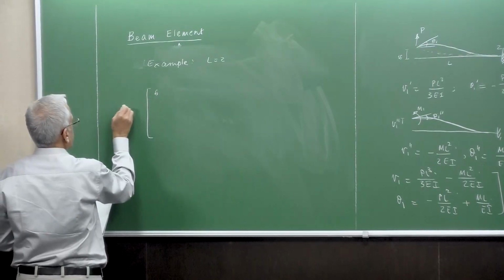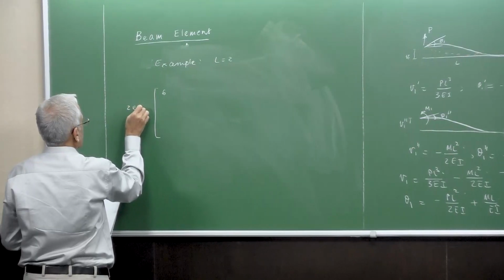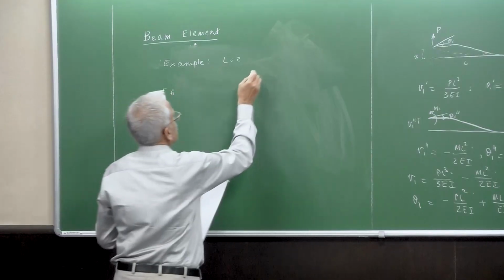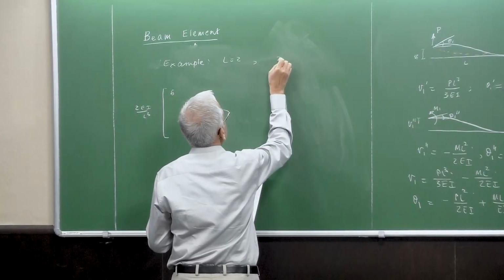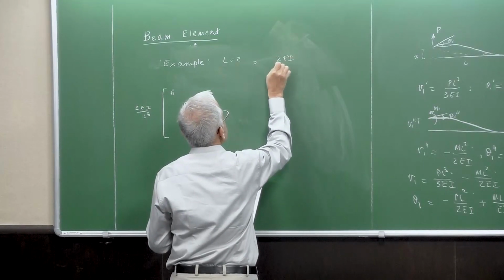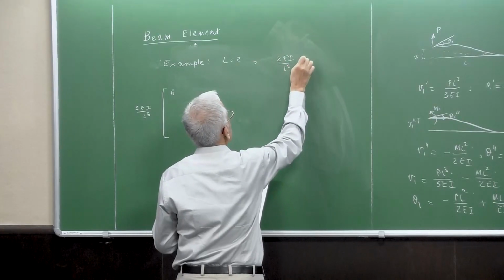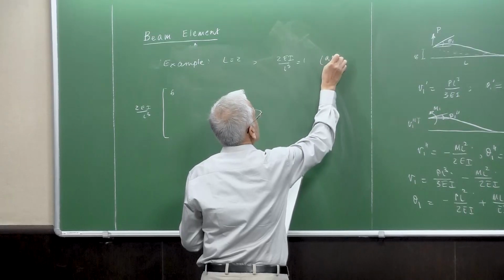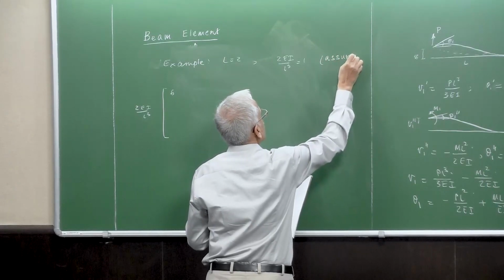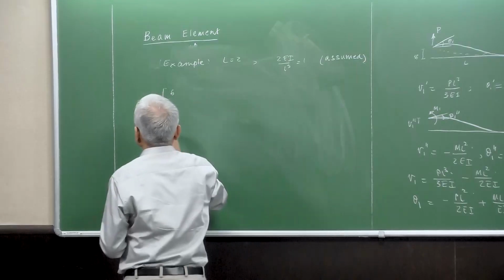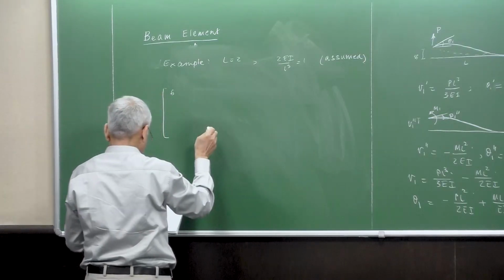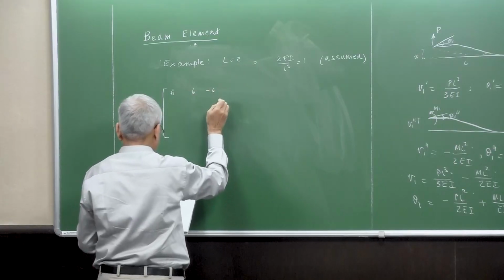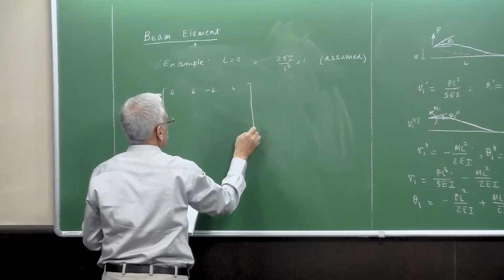You can also put 2E by L cube, and for simplicity, you can take it to be 1. So just assume it for simplicity. If that's the case, then we'll drop this one, and we have 6, minus 6, 6.